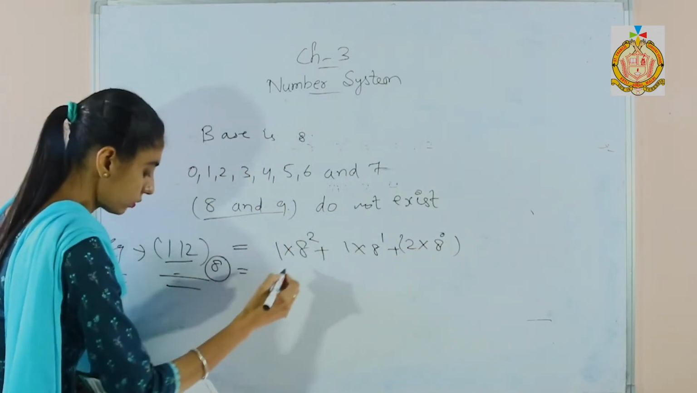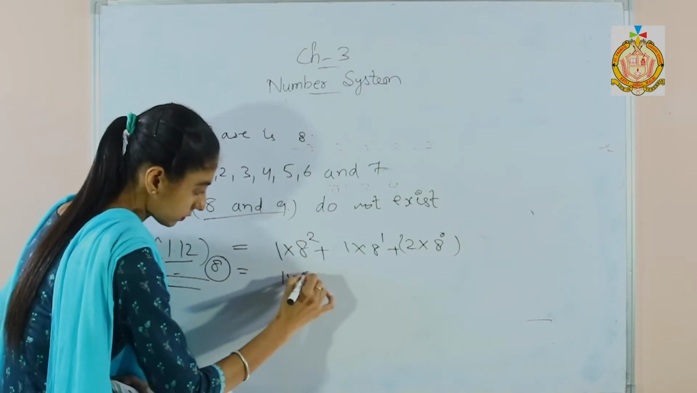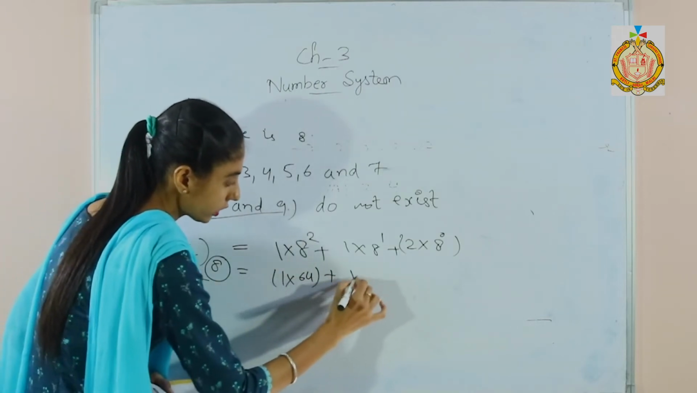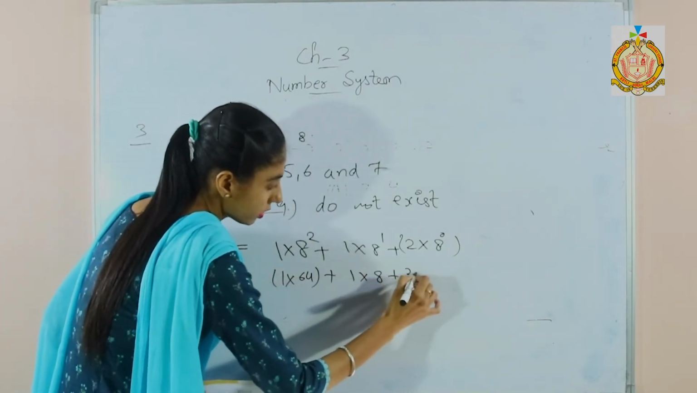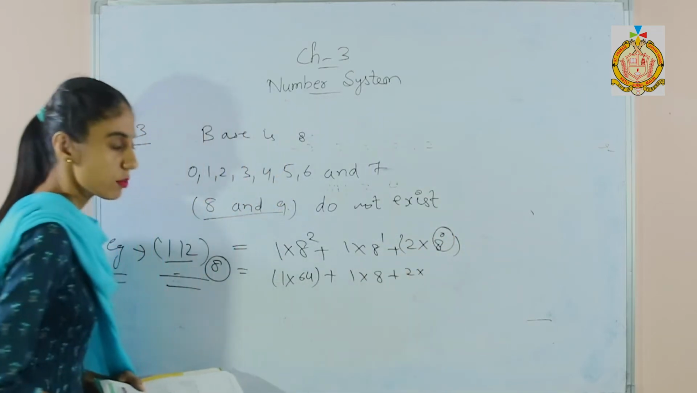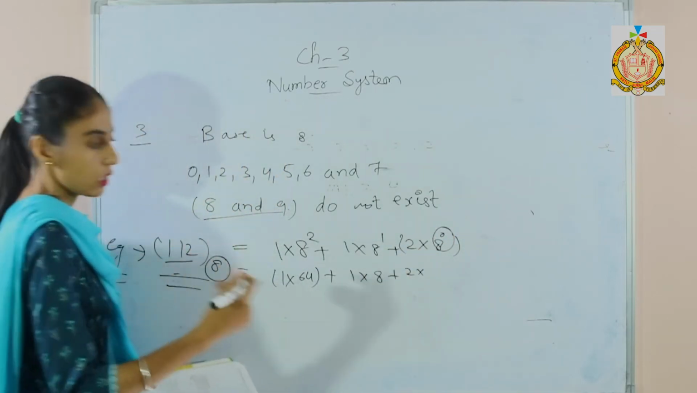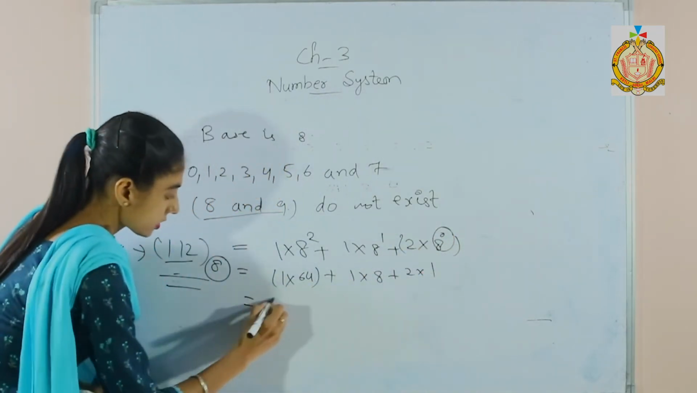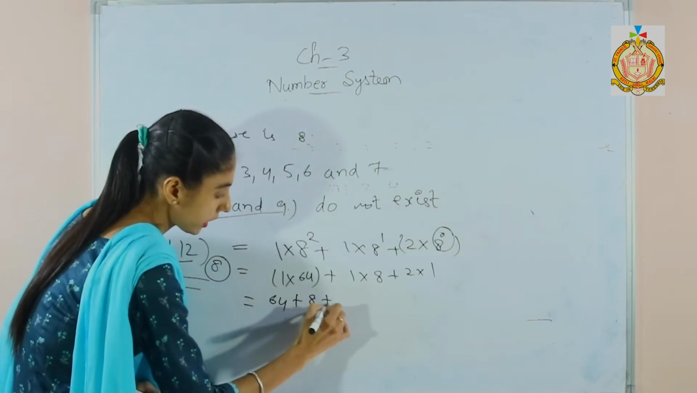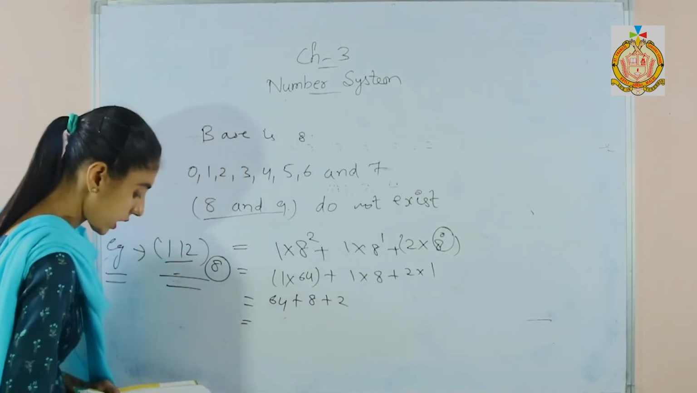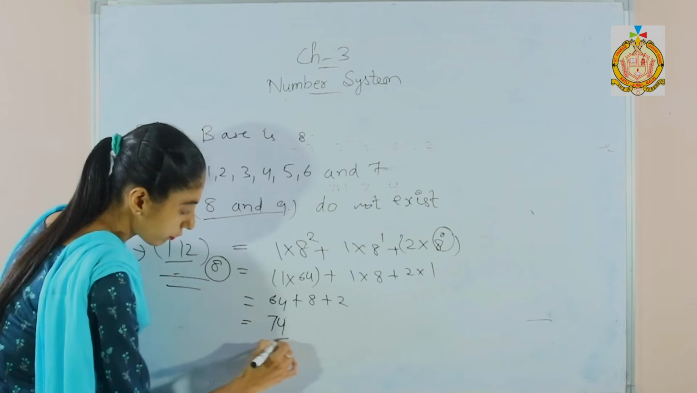So 8 raised to power 2 is 64, 8 8s are 64. 8 raised to power 1 is 8. And 8 raised to power 0, the power of any digit being 0, its value is 1. So 64, 8 and 2. Add it. So the answer is 74.